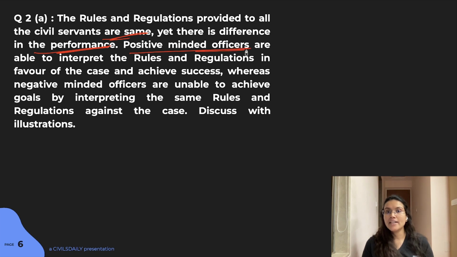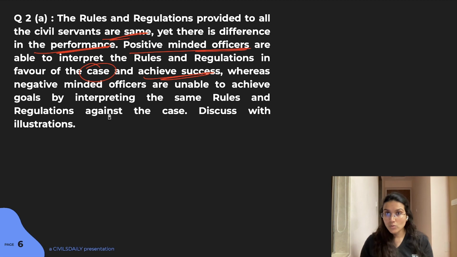So positive minded officers are able to interpret the same rules and regulations in favor of the case, and they're able to achieve success. Again, mind you, here it does not mean that you manipulate rules and regulations as per the case, right?